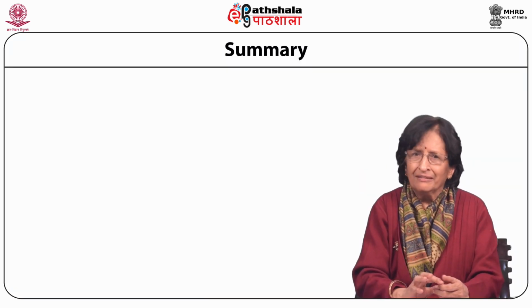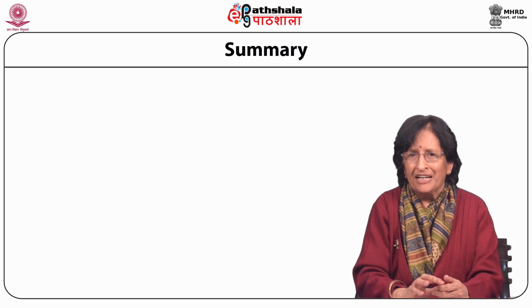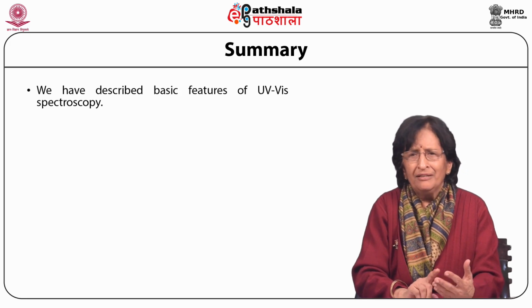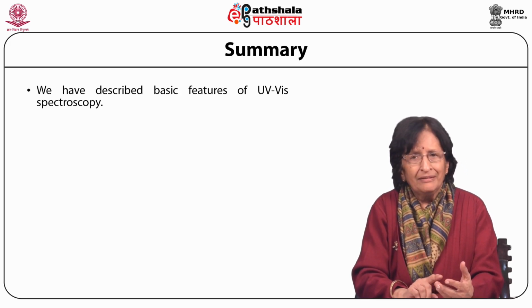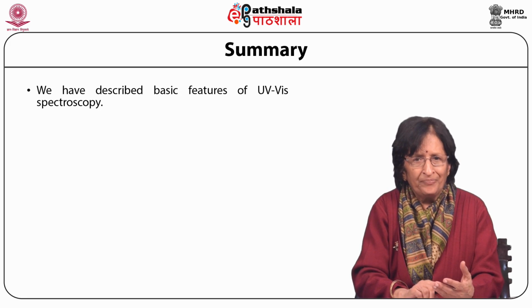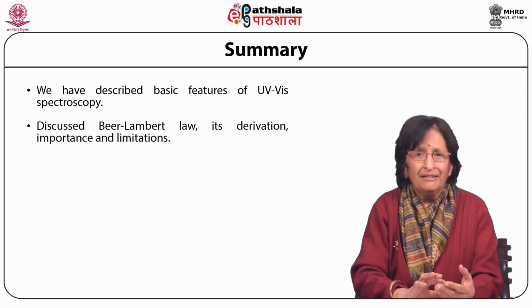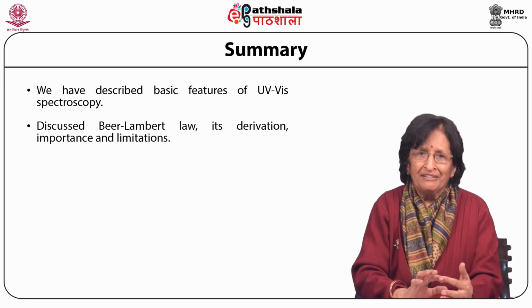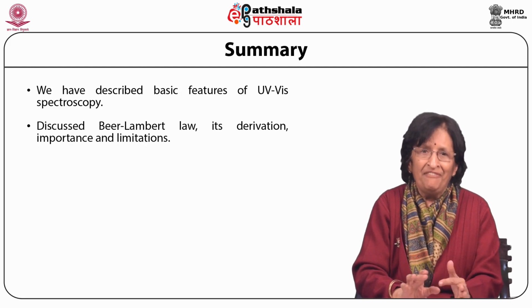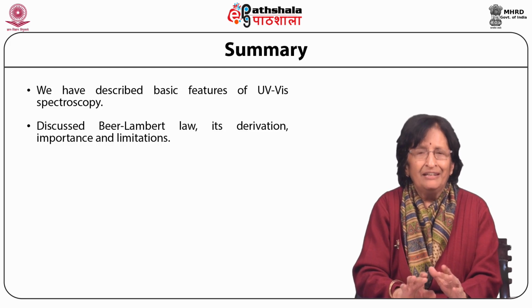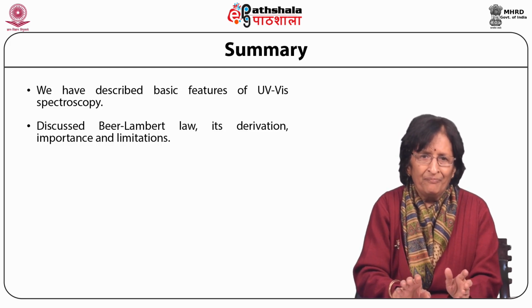So students, let me now summarize what we have learned in this module. First, we described some basic features of UV-Vis spectroscopy. We discussed Beer-Lambert law because it is predominantly used in this, its derivation, importance and limitations, and deviations from the Beer-Lambert law.